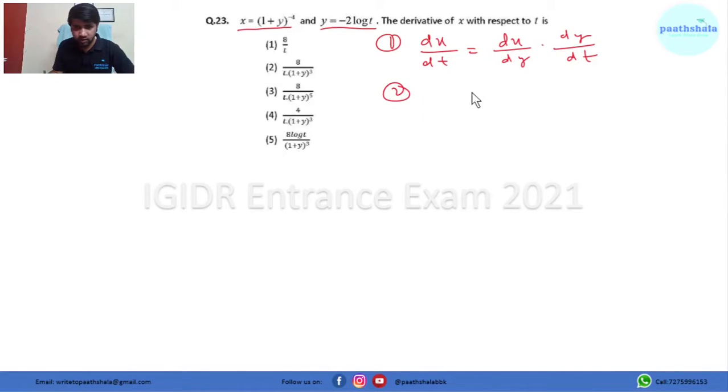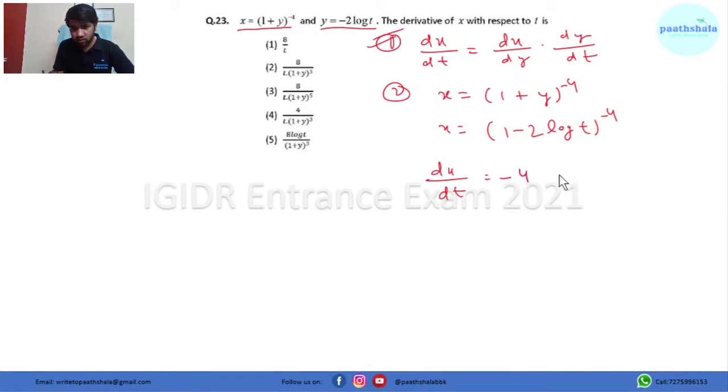This could be one way, and the second way is, in the given function, which is 1 plus y to the power minus 4, you can put the value of y in this. So this will come out to 1 minus 2 log t to the power minus 4. Now you can differentiate. I'm doing it by the second method, but you can also do it by the first method. So this will come out to be minus 4 times 1 minus 2 log t to the power minus 5, and we again differentiate because of the chain rule. So this will come out to be 0 minus 2, and the differentiation of log t is 1 upon t. So finally this will come out to be 8 by t.